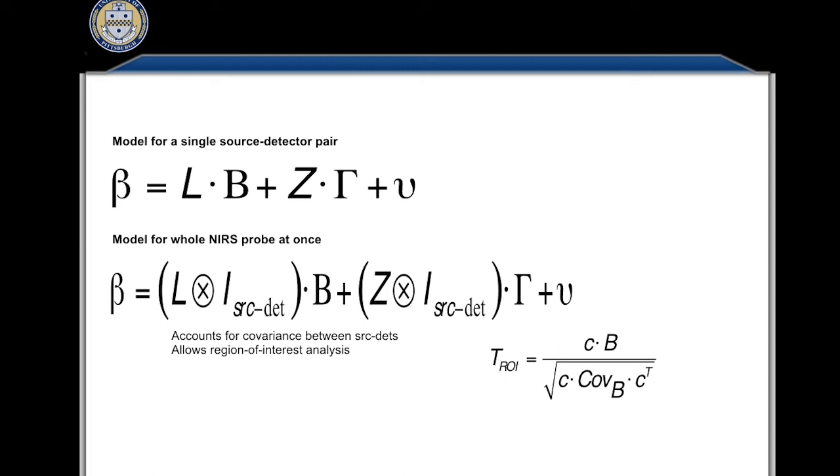Yes, so in our stats on the first level model, you're going to get a t-score for each source detector pair. Those are not independent of each other because these two channels right here saw the same noise. So it's not 30 independent t-tests at that point. Yeah, that's considered all in the second level. That's also considered in the region of interest analysis when we do that. Which is actually the equation right there.